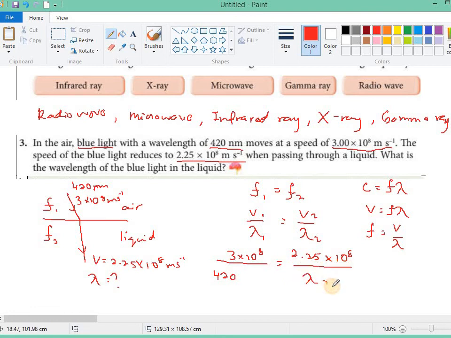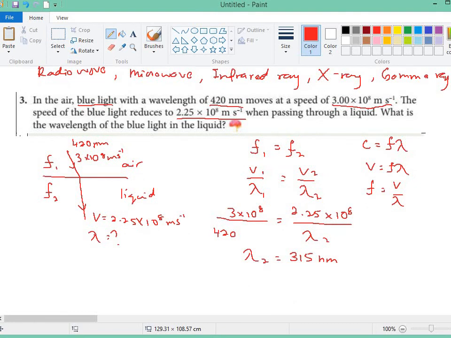So what will be the wavelength inside the liquid? Okay, so you will get 315 nanometer. That will be the wavelength of the blue light in the liquid.